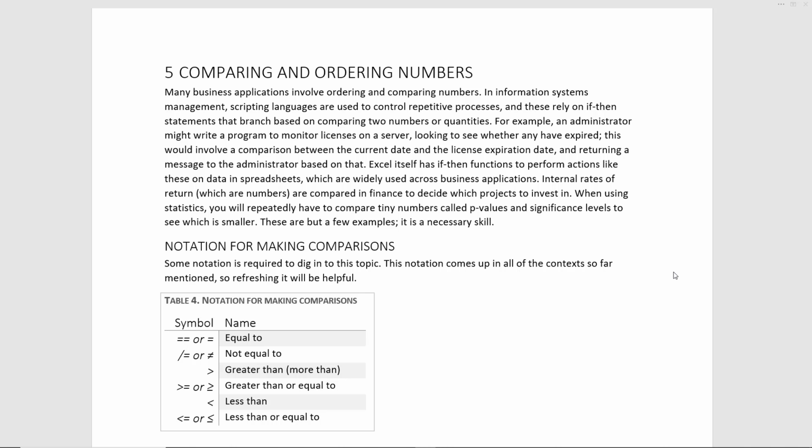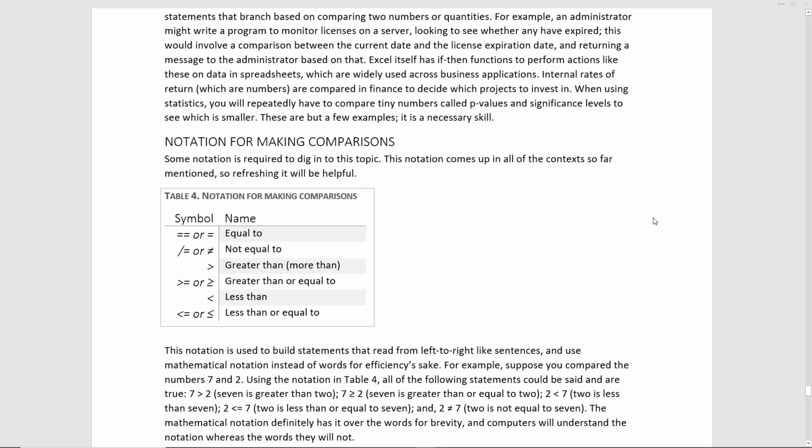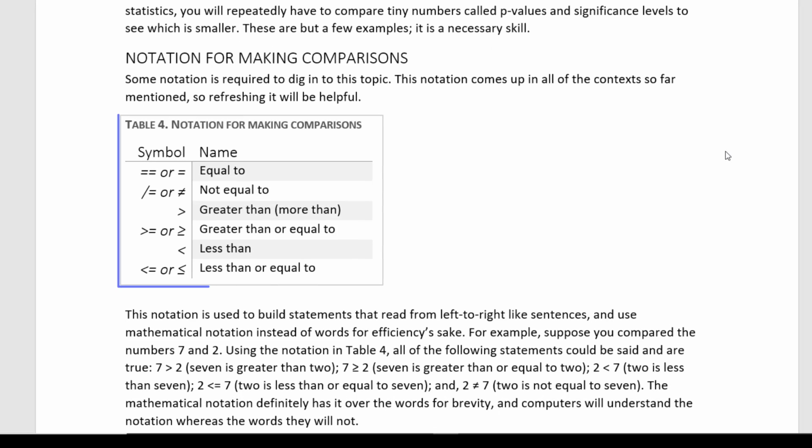Before we dig into this topic, we have to go over some notation for making comparisons. This notation comes up in all of the contexts that we have so far mentioned, and refreshing it will be helpful. These actually are operators. We looked at mathematical operators in our operators and order of operations lectures. These operators are often called the logical operators because they let you make statements that then can be true or false. So table 4 shows notation for making comparisons.